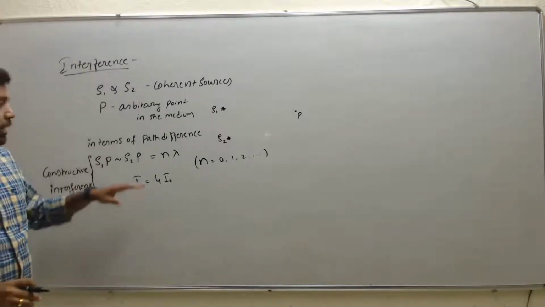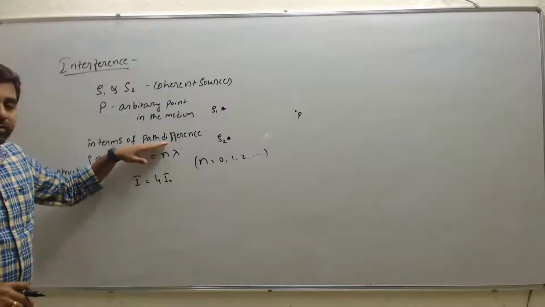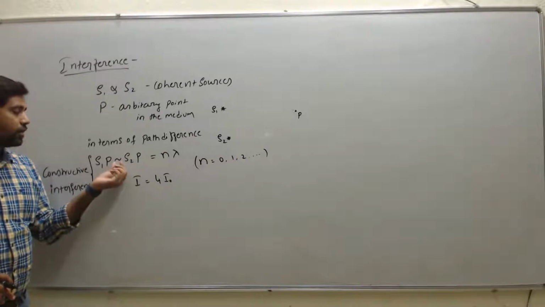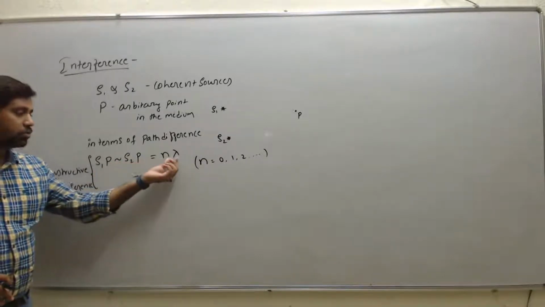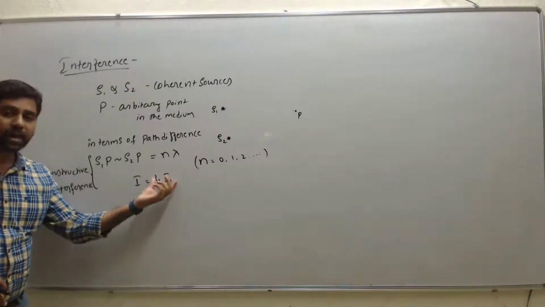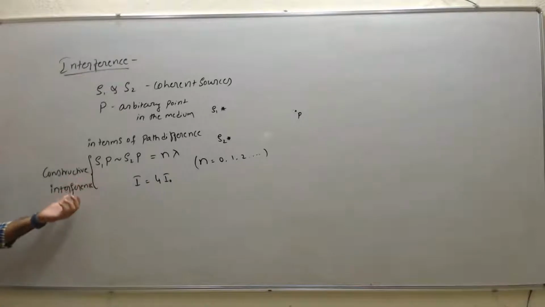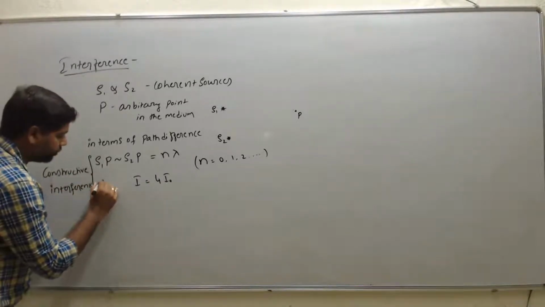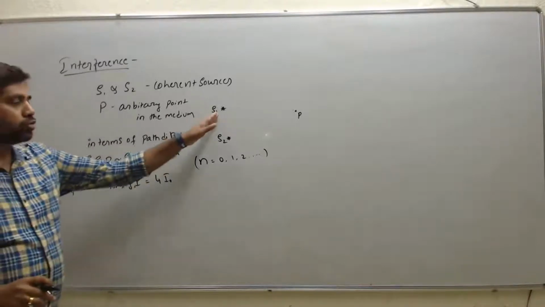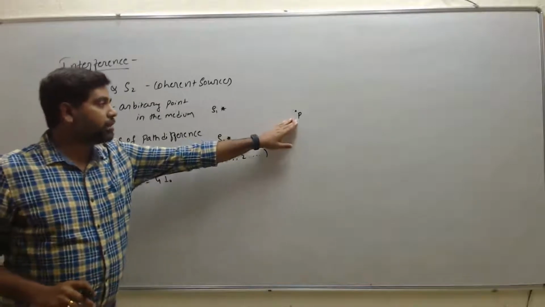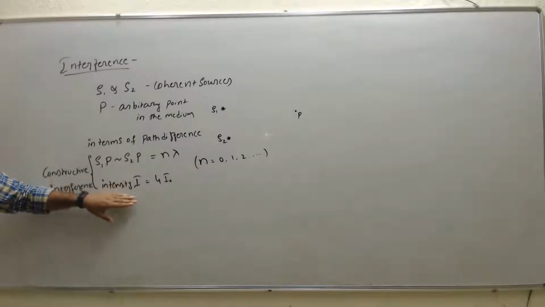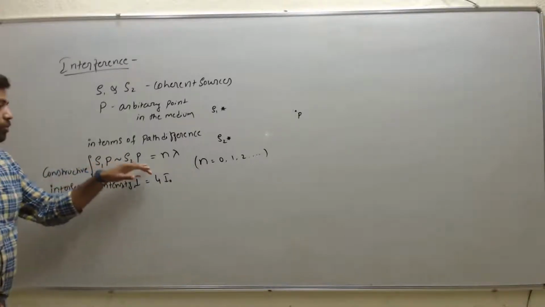So if we write the interference using the path difference, the difference of S1P and S2P is equal to n lambda, then we get the intensity I is equal to 4 I naught. So this one is the maximum intensity. Then this one we call constructive interference. Here the two sources are coherent sources and P is the arbitrary point anywhere in the medium.